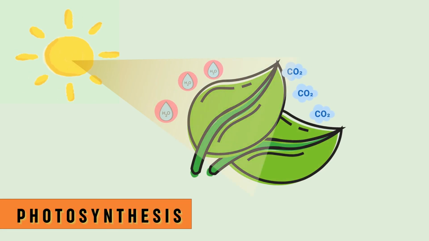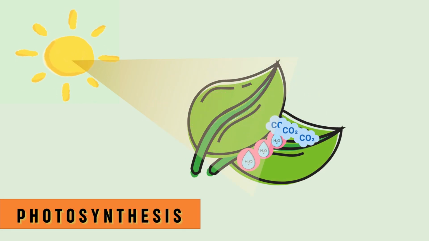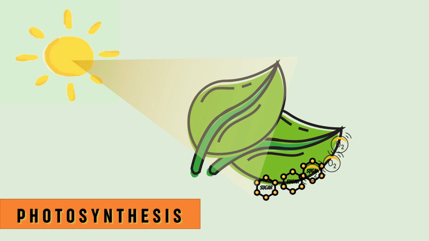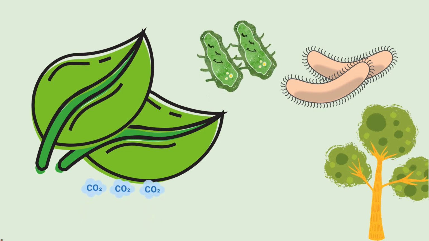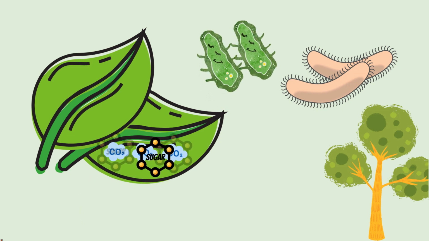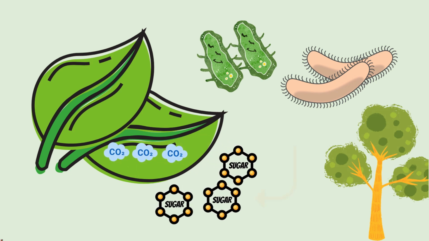Photosynthesis is the process by which the plants make their own food in order to survive. During photosynthesis, plants, algae, and certain bacteria remove carbon dioxide from the air and fix or incorporate it into chemical compounds such as sugar.